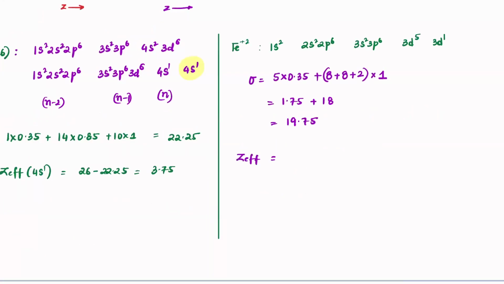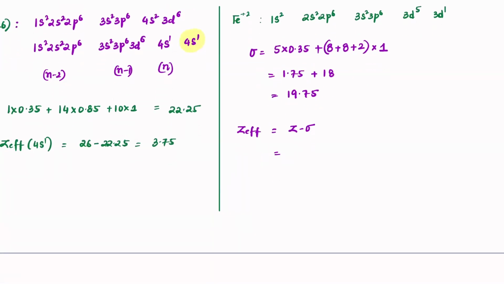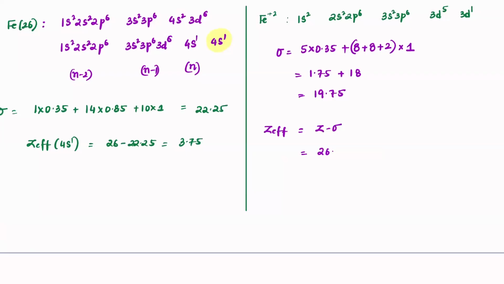So what will be the Z effective, beta? Z effective will be equal to Z minus sigma. Z is 26 minus 19.75. Correct? And what is happening to the Z effective now? So I can say this will become 6.25. What have you noticed, beta? You have noticed that the Z effective is actually increasing the minute you start making it a positive value.